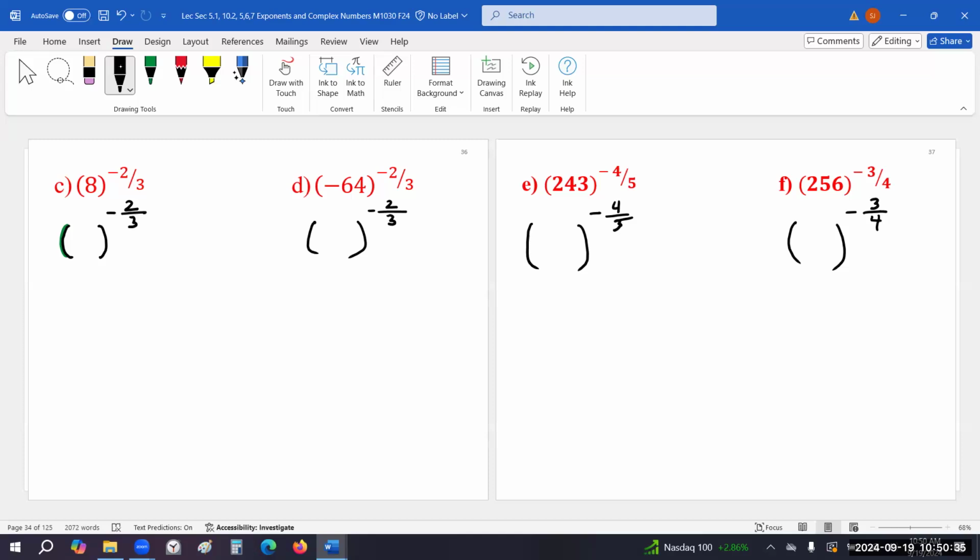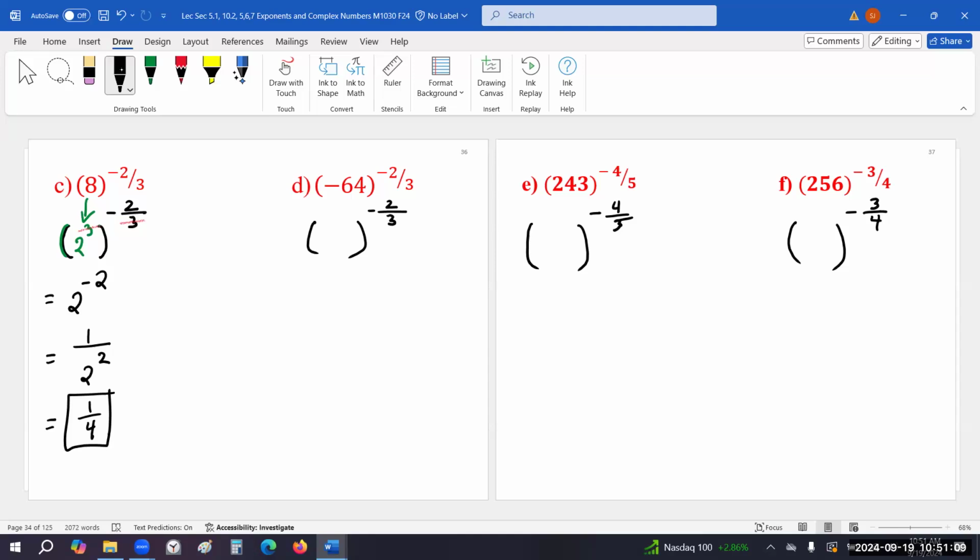Number 1, no fun. Number 2, help me with the first one. How are you going to rewrite 8? Good job. 2 to the 3rd. And then what happens? Because they cancel out, we get 2 to the negative 2. 1/2 to the positive 2. Wonderful.